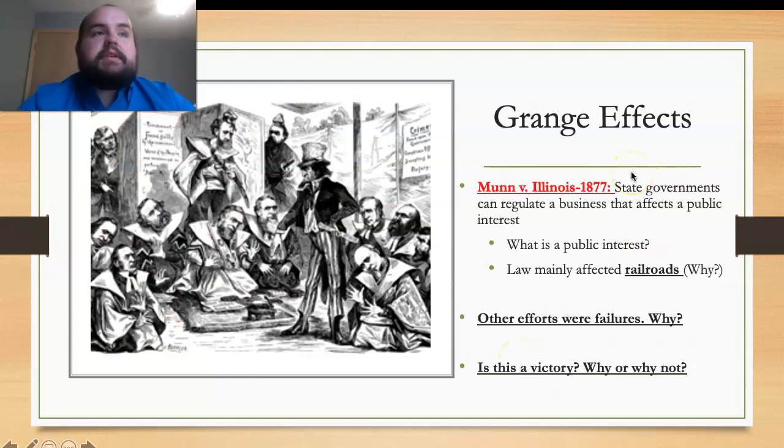They did have one significant effect that I want to look at before we move on, but most of their early efforts were failures. One of the things they were able to successfully lobby for was the Munn versus Illinois Supreme Court case in 1877. This Supreme Court case ruled that state governments could regulate a business that affected a public interest. So, can anyone define for me back home what a public interest is?